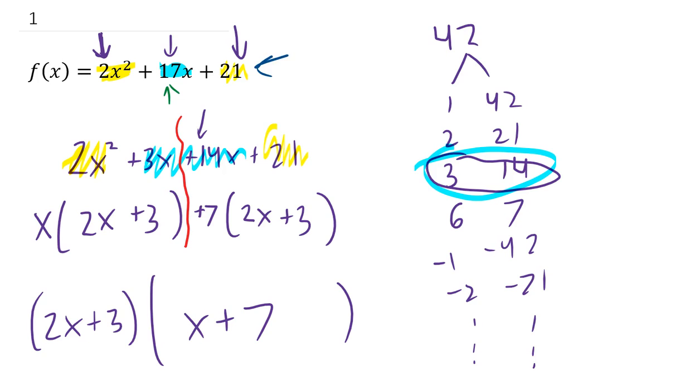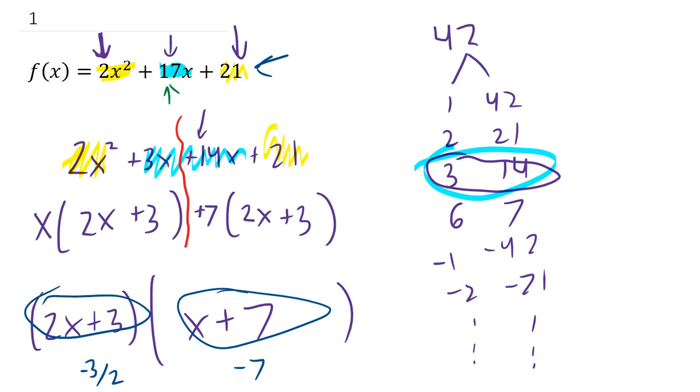So the zeros of this original quadratic are negative 3 over 2 and negative 7. Negative 3 over 2 makes this factor 0. Negative 7 makes this factor 0.